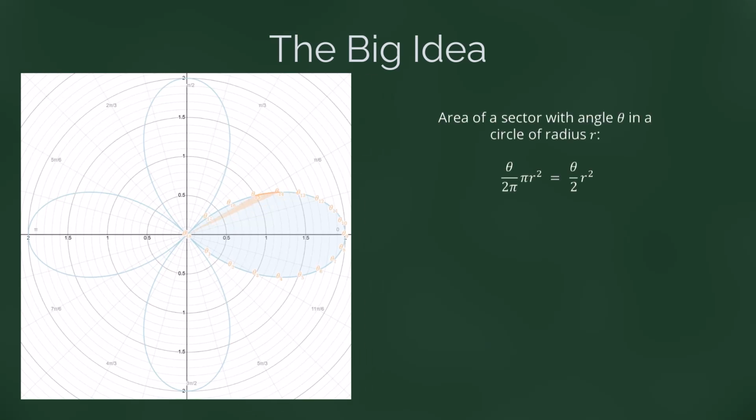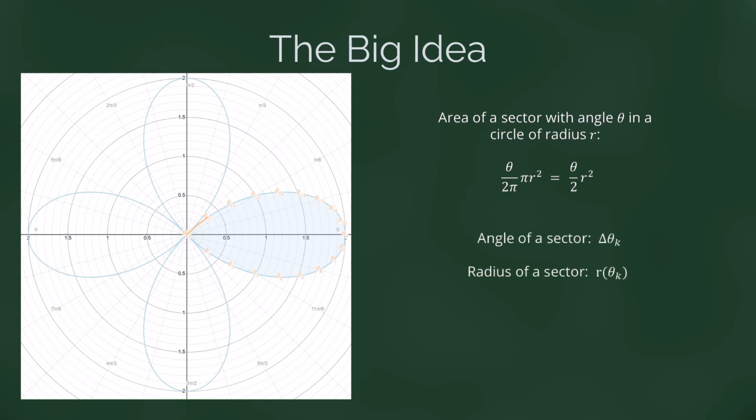We know from geometry that the area of a sector with angle theta in a circle of radius r is given by theta over 2 pi times the area of the circle, which is pi r squared, and that simplifies to be theta over 2 times r squared.